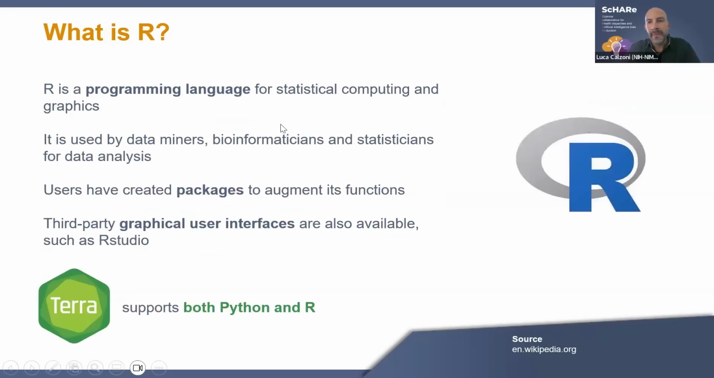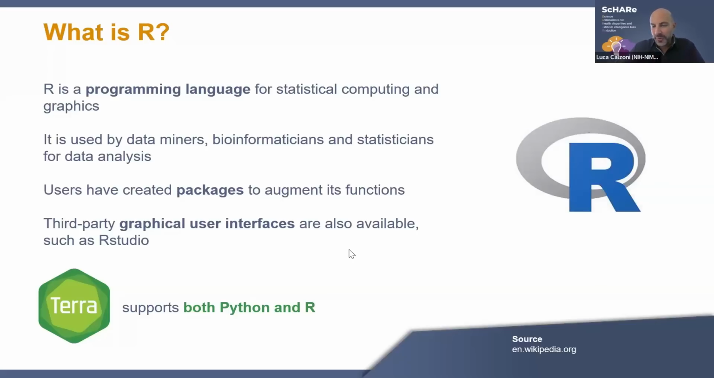It is really powerful. It is one of the alternatives that the ScHARe platform offers. We offer R and Python. You can use both languages in your notebooks, and we are adding SAS, as I was mentioning before. R is a programming language as well. It's used for statistical computing. It's used by data miners, bioinformaticians, and statisticians. And similarly to what happens with Python, with the data science libraries, our users have also created packages to augment its functions. And a graphical user interface is also available. It's called RStudio, for example, and it's available on ScHARe.